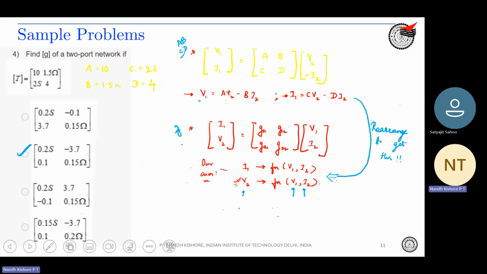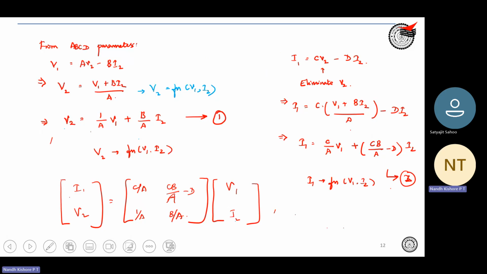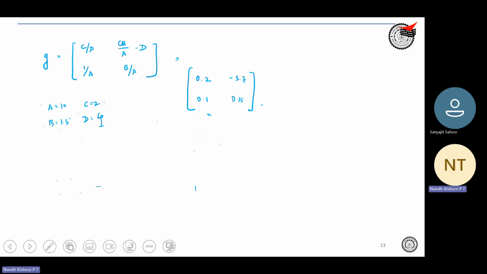So what did we do? We wrote what we know and we wrote what we want. Correct? This is what we know and this is what we want. So basically you have to rearrange the terms knowing what you have to eliminate. Finally, what you want is I1 and V2 as a function of V1, I2. So eliminate the other terms. That is the point. You are just rearranging the terms and you get the answer. Is this fine? Yes, sir. Okay. So then we will go ahead with the next question.